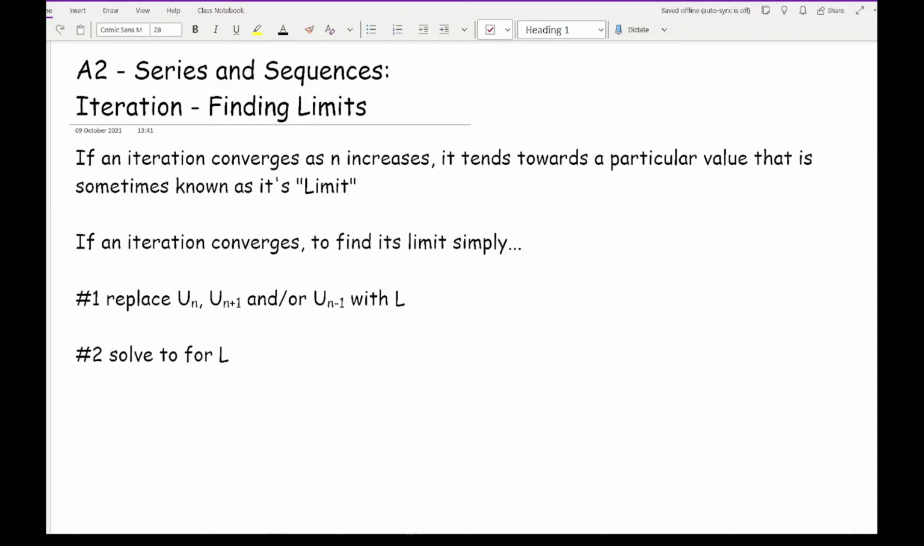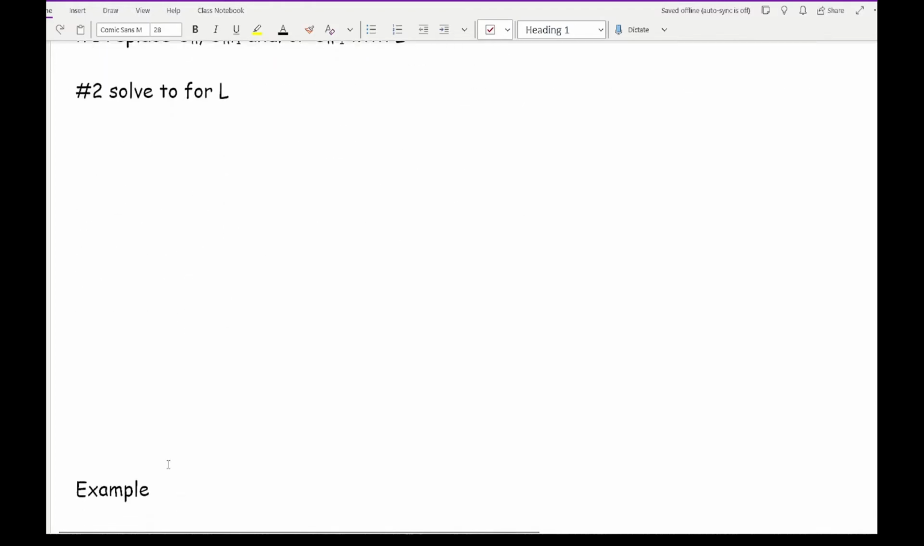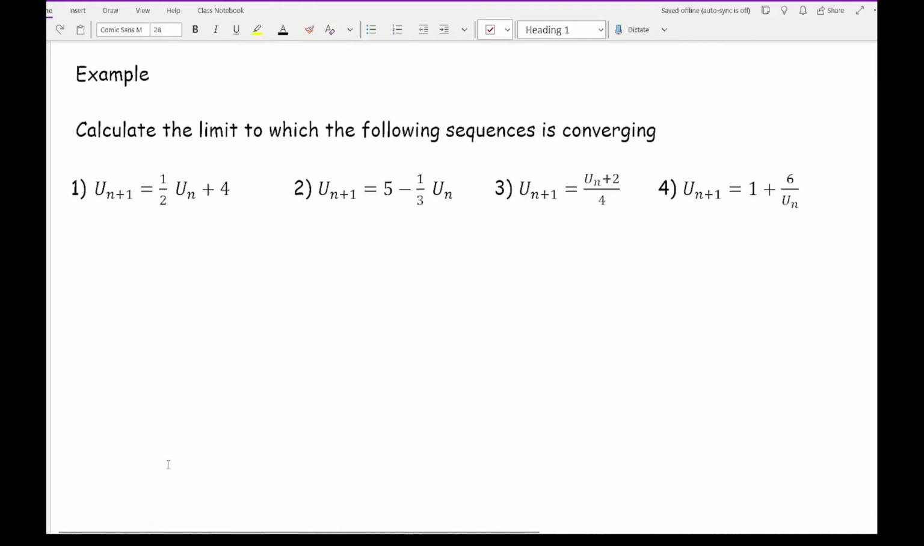Now, the reason why this works is because if it does converge, then there's going to be very little difference between u_(n+1) or u_(n-1), so therefore it will represent practically the same number. And obviously, because we're trying to find its limit, that's what that value would be, so we can just replace it with the letter L and then solve it for L. Now, for this to make more sense, let's have a look at working through some examples.